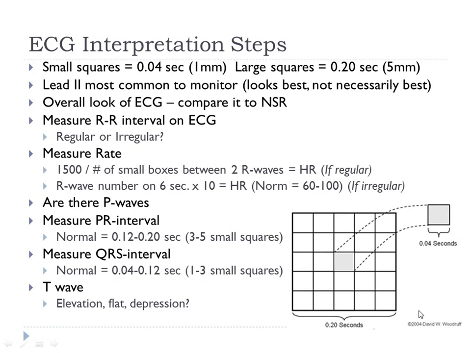Then you will measure the width of the QRS interval. You want it to be no greater than 0.12 seconds. Also, you will glance at the T wave. Is there a T wave? Is it up like a mountain? Is it down like a bowl? Is it flat? You need to describe it.